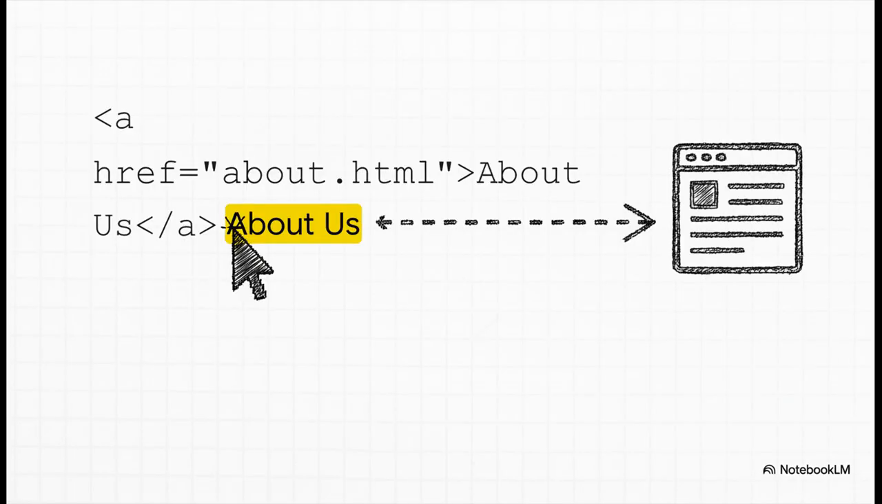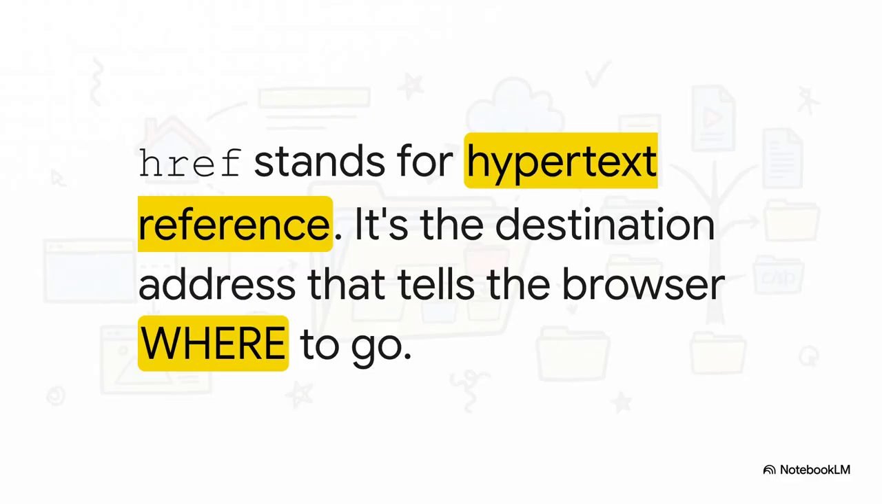So, what does this magic look like in the real world? Well, in code, it's this little thing right here. It's called an anchor tag, or just A for short. See how it wraps around the words "about us"? That's the part that makes those words clickable. But clickable to where? That's the key question, isn't it? And the answer is right here in the href attribute. Now, href stands for hypertext reference, which is a bit of a mouthful, right? All you need to know is it's the destination address. It's like the GPS coordinates for the browser, telling it exactly where to go when you click that link.